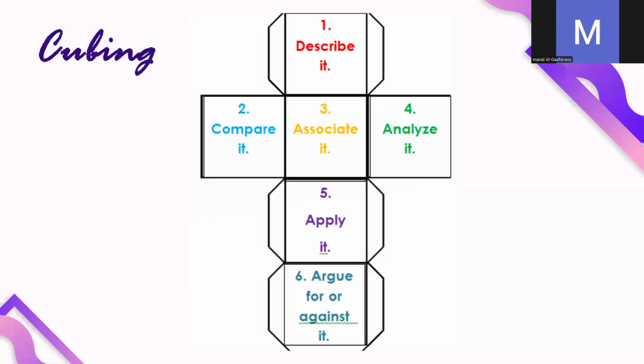The first activity is cubing, and as you can get from the name, we provide students with a template that has 6 sides. And on each of the 6 sides, we have a point that students have to cover about the topic that you give them. So they have to describe it, compare it, associate it, analyze it, apply it, argue for or argue against it.